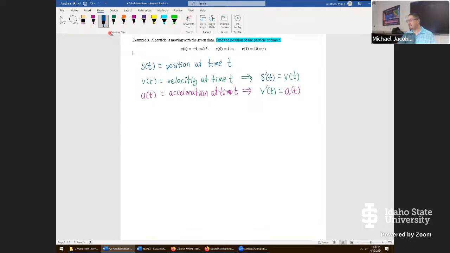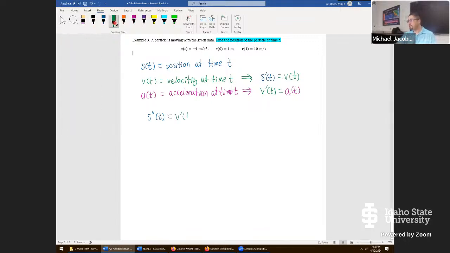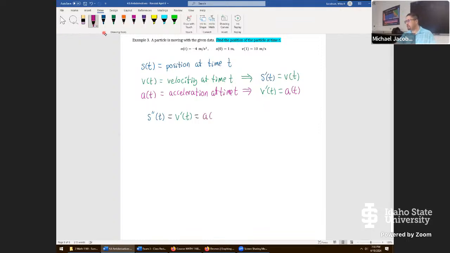But let's throw in one last thing. We have, just as an overall statement, s double prime at t is going to be equal to v prime at t. That's because if we put an extra prime right here on this equation, you're differentiating this one, so that's a v prime. But we also know v prime at t is acceleration at time t. So this is the organizing work.